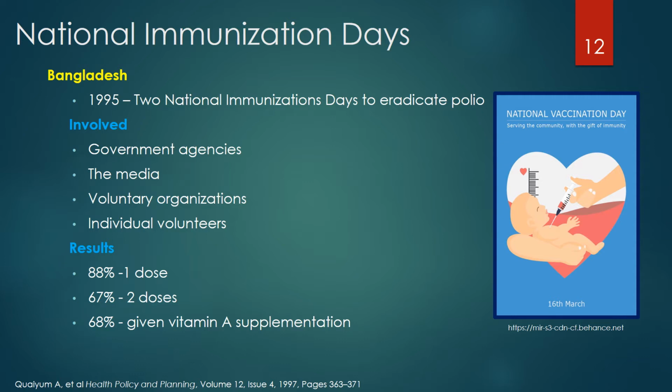67% received 2 doses. There were no significant differences between the vaccinations received by children in the slum or non-slum groups. In addition, 68% of all children were given vitamin A supplementation.